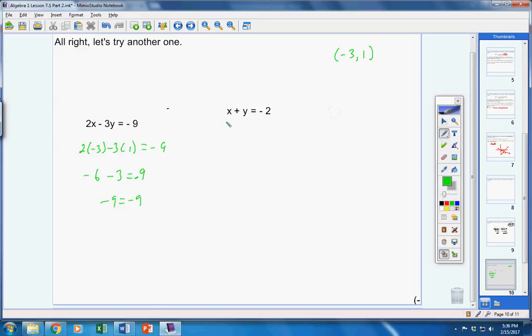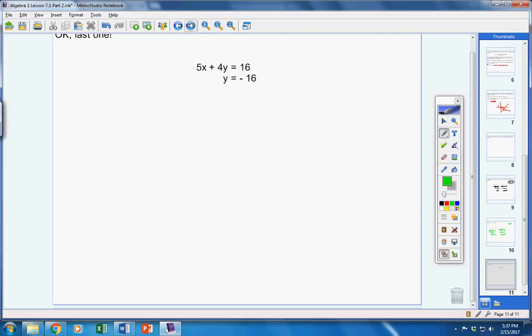Let's check it in the other equation real quick here. Where the x is, I want to substitute negative 3. Where the y is, I will substitute 1. Negative 3, positive 1 does equal a negative 2. So it checks and it checks. Okay, guys, so what we're learning today is to graph two equations within the linear system, see where they intersect, and that will be our answer. It's called the graphing method, okay, for solving linear systems.